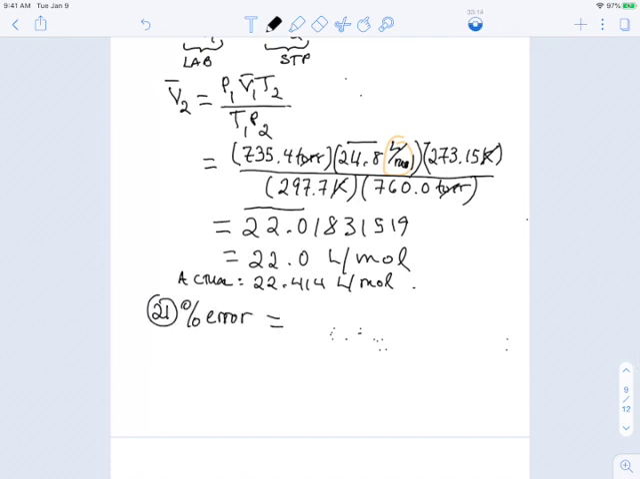So let's go ahead and calculate our percent error. Remember, percent error is the absolute value of the difference between our value and the real value. So 22.0 minus 22.414 divided by the real value, 22.414 times 100%. When you do that calculation, you'll realize this difference here is essentially only valid to 1 decimal. So it's going to be something like 0.2 something. So actually, let's go ahead and do that calculation here.